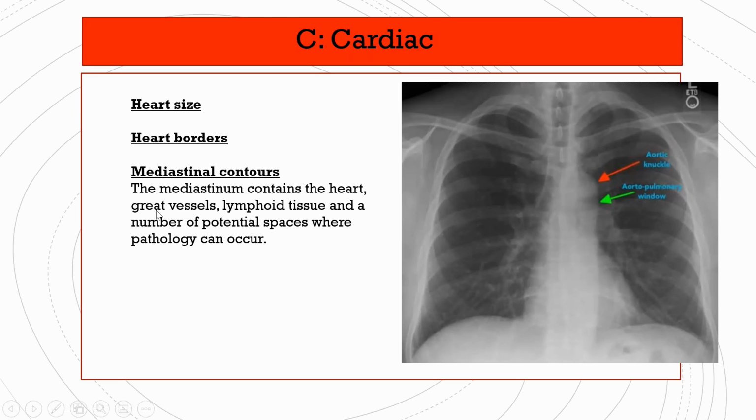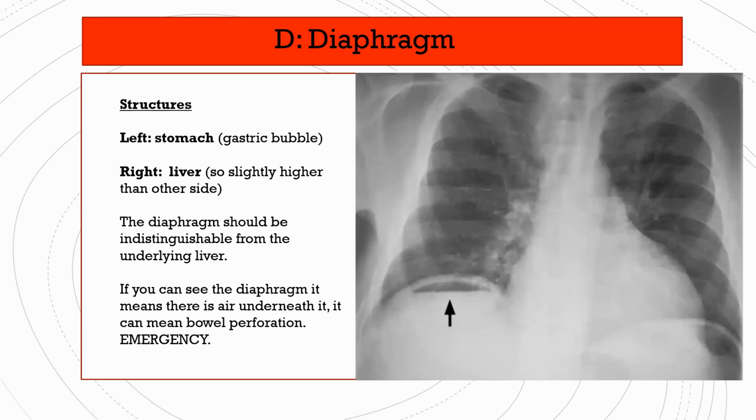Okay, and also in the mediastinum, there can be lymphoid tissue and lymph nodes, again where pathology can occur. Okay, A, B, C, D, E, we're now on to diaphragm. What are the structures underneath the diaphragm? On the left, there's the stomach. Can you see the bubble here? There's the air, the air is in the stomach, that's normal, that's fine. And on the right, there's the liver, okay? The liver is slightly higher, so it's normal that the right hemidiaphragm is elevated in comparison to the left, okay?